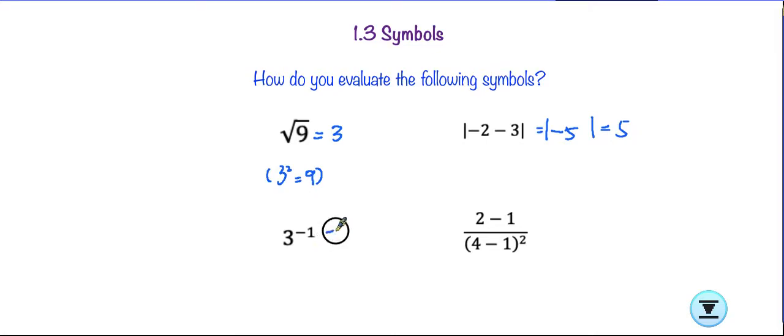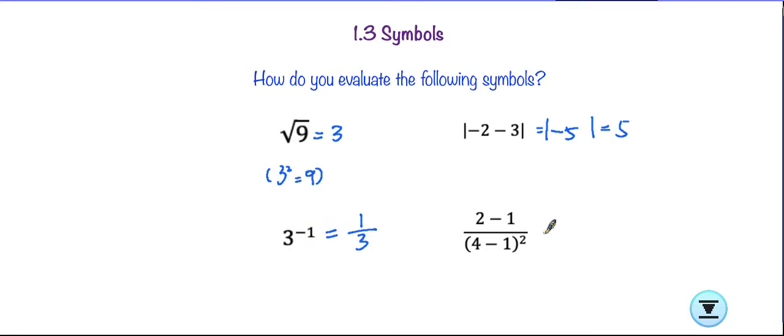So this one, whenever we put a number in the little corner here, we call it exponents. The reason I put a -1 is just a quick review for the definition of negative exponents. 3 to the -1 means 1 over 3. That's basically the definition for negative exponents.